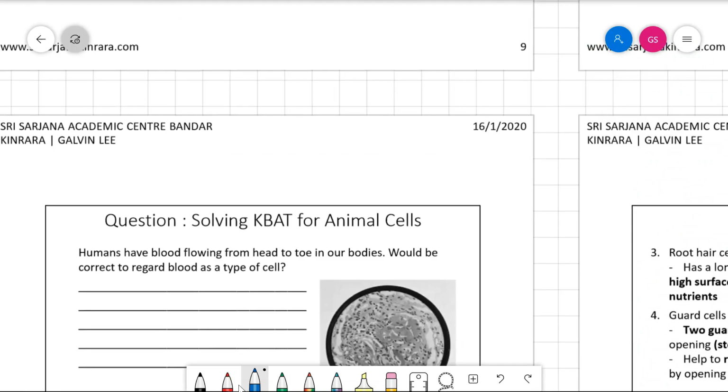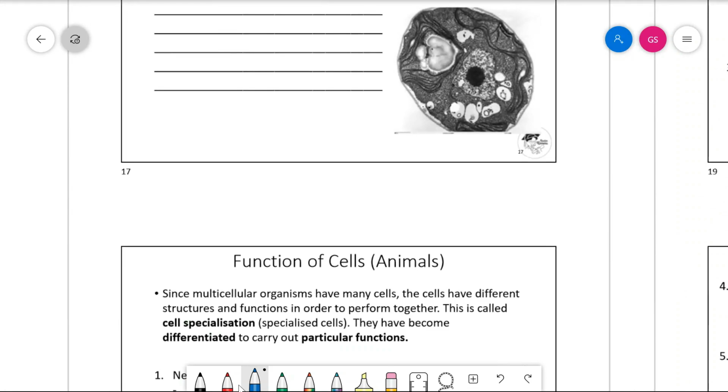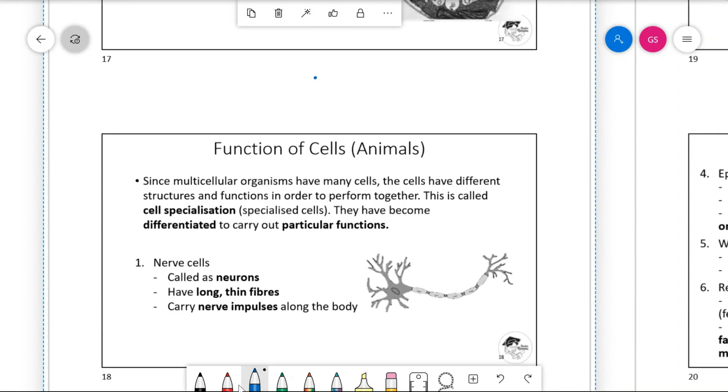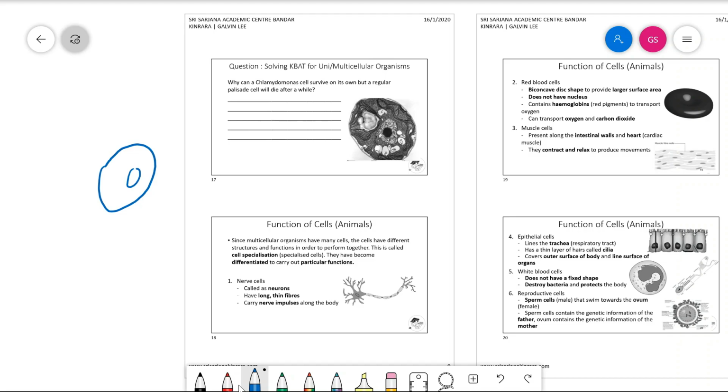Because I've told you earlier in this chapter that we have one type of animal cell, the usual one, which is in the shape of something like this. Then you have the nucleus, the membrane, and all the other things inside, like the mitochondria. That is a normal animal cell.